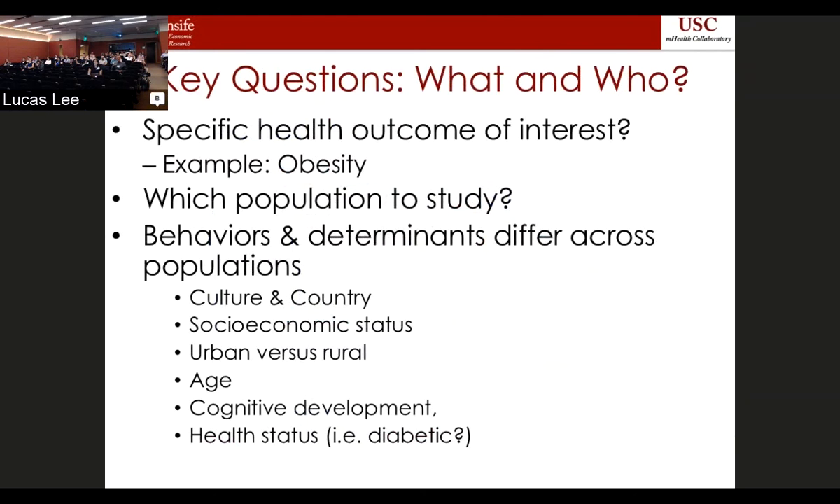I can tell you now that if you're working in a population from India, a little bit of visceral fat goes a long way in that particular physiology, and their dietary habits are completely different than, for instance, Hispanic populations in the United States. So how you intervene, what drives those interventions, what drives behavior, how the environment looks, is all going to be very different depending on the population. The culture and country matter, socioeconomic status, urban versus rural matters very much, age, development, and health status. All of these things matter when you're developing an intervention, so choose your population.